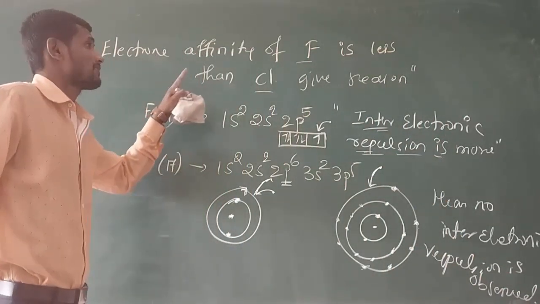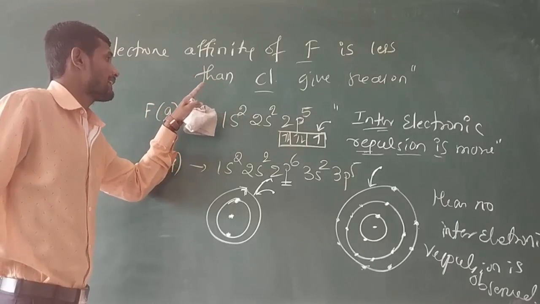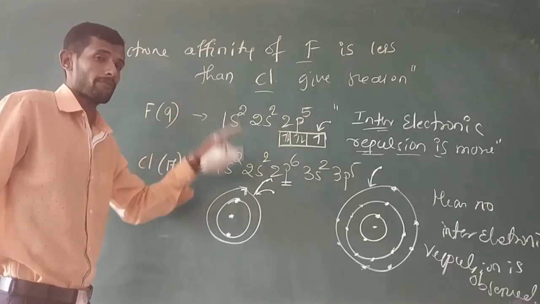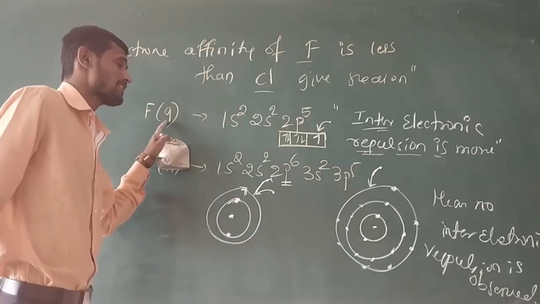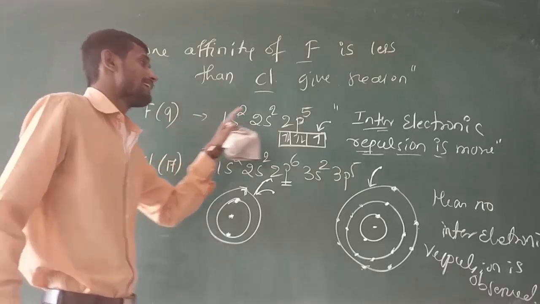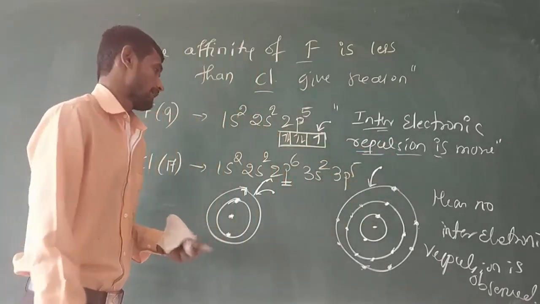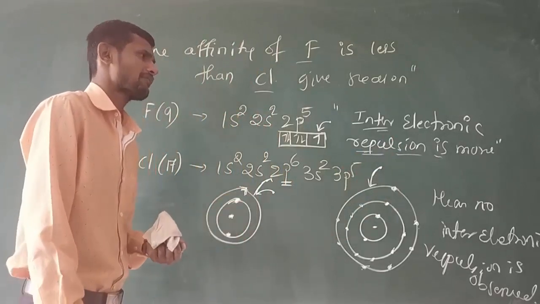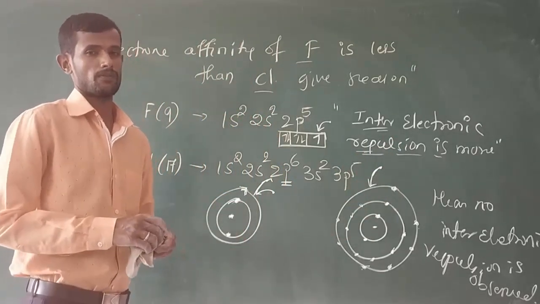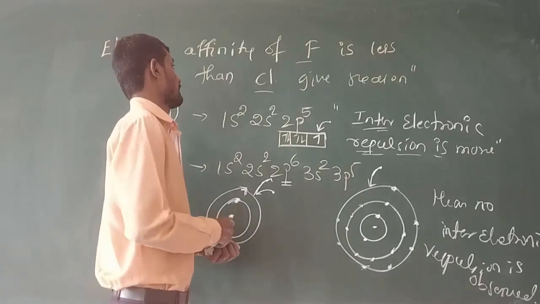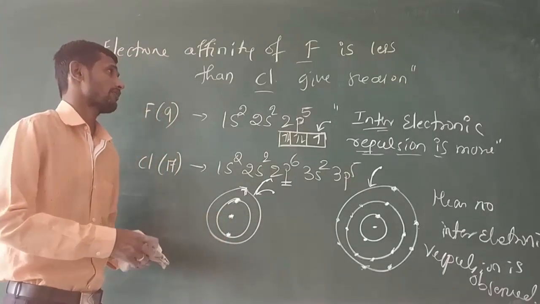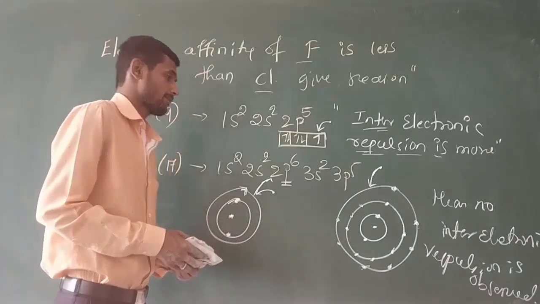Fluorine has electron affinity less than chlorine because, due to the small size of the fluorine atom, the inter-electronic repulsion is observed. But in the presence of chlorine, this type of repulsion is not observed. Because of that point, fluorine has less electron affinity than chlorine.